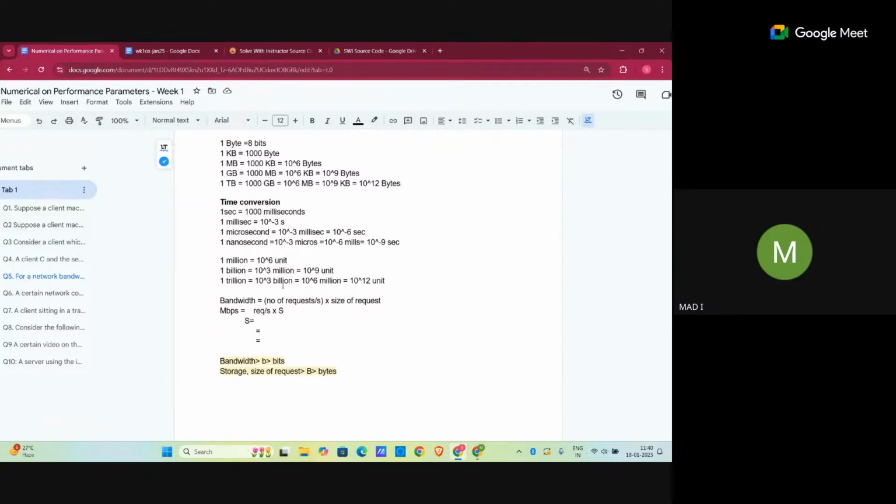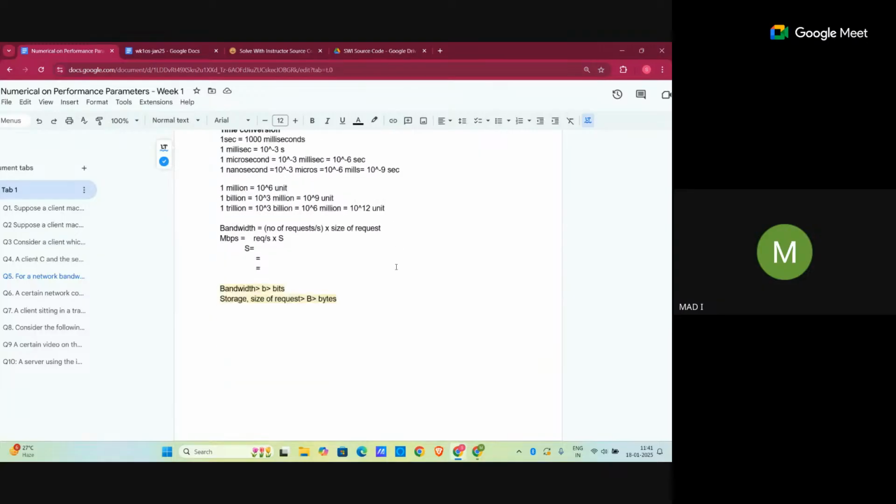Now, 1 million is equal to 10 to the power 6 units. 1 billion is equal to 10 to the power 3 million, or 10 to the power 9 units. 1 trillion is equal to 10 to the power 3 billion, or 10 to the power 6 million, or 10 to the power 12 units. So for million, billion, trillion, the difference is 10 to the power 3 for all of these.